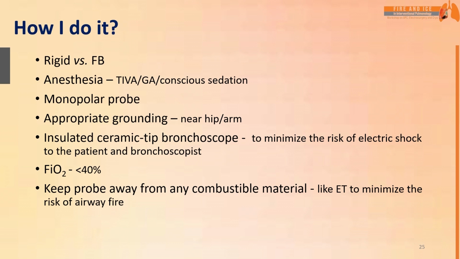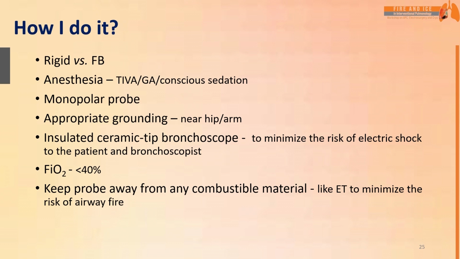So which equipment should be used? This can be done using both rigid bronchoscopy and flexible bronchoscopy. If the lesion is large and you are competent with a rigid bronchoscope, it is better to use rigid bronchoscopy. But if you have no facility for a rigid bronchoscope, or the lesion is small enough, you can use a flexible one. If rigid bronchoscopy is used, the anesthesia is TIVA, that is total intravenous anesthesia with propofol, or general anesthesia, and for flexible bronchoscopy, it is conscious sedation.